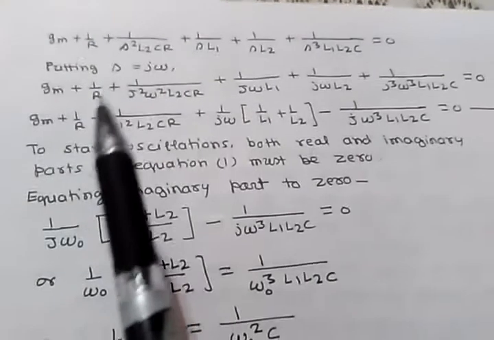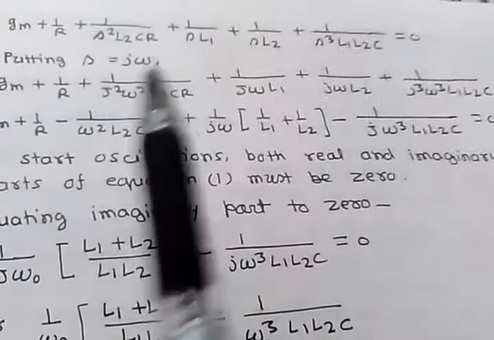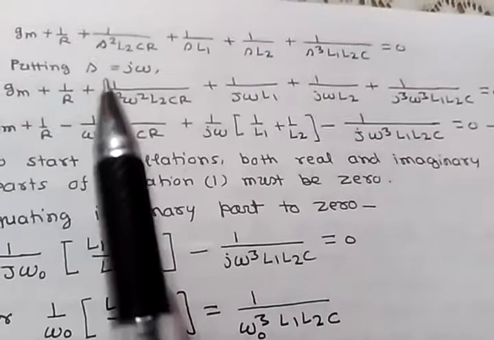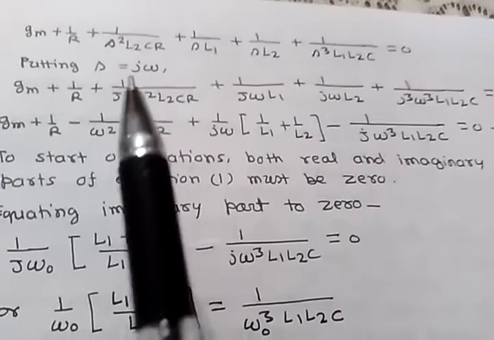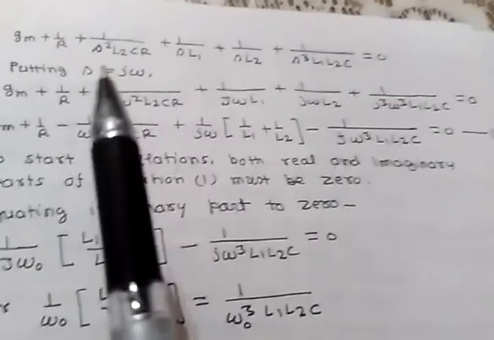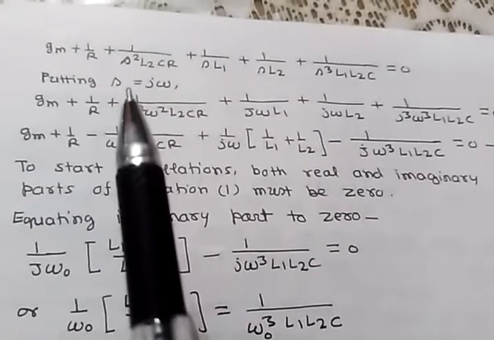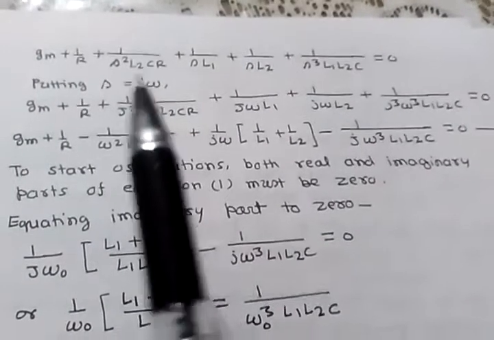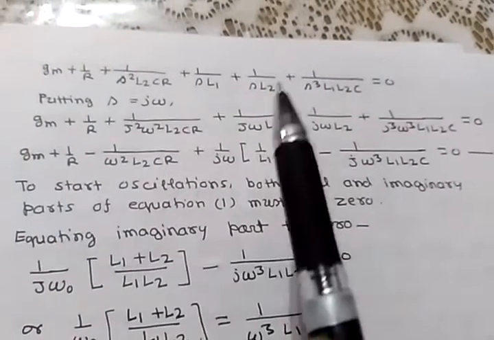Put the second term equal to 0 and write S equals j omega. At the place of S, write j omega. S is the complex frequency having terms sigma and j omega. S equals sigma plus j omega, where sigma is the Neper frequency which represents the variation in the amplitude of the signal. If sigma is 0, then there is no variation in the amplitude, meaning the signal has constant amplitude. In this case, sigma is 0. Write S equals j omega.